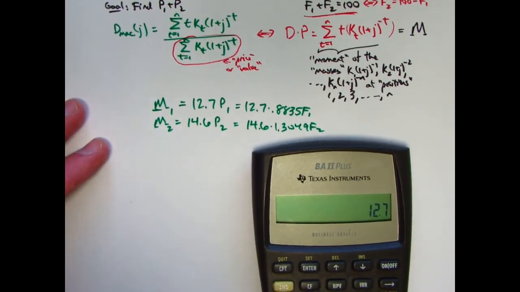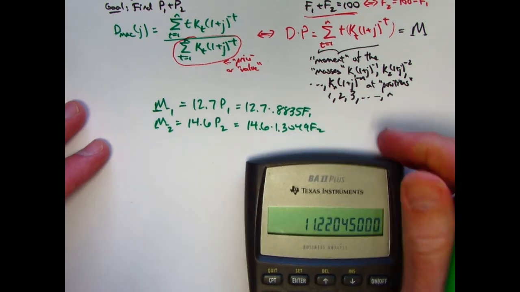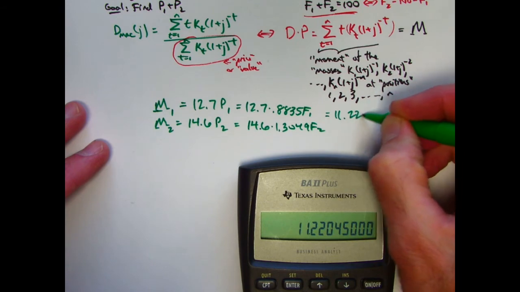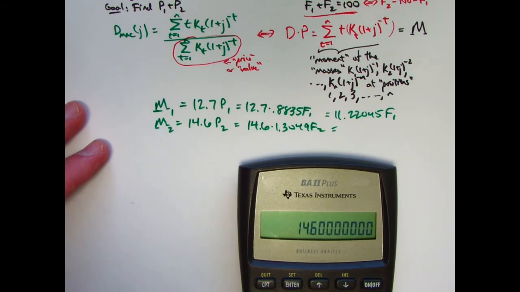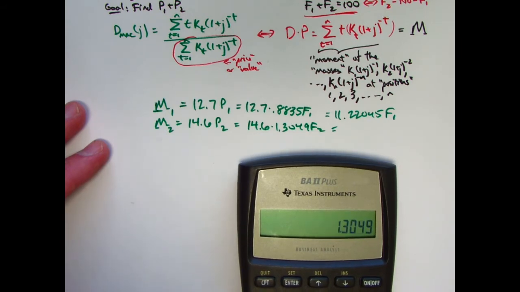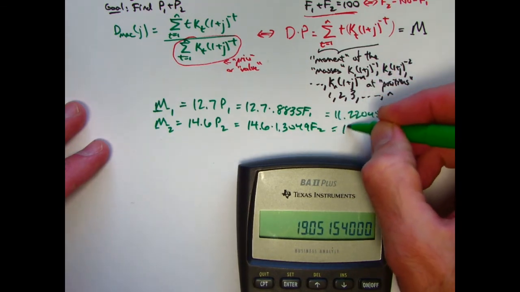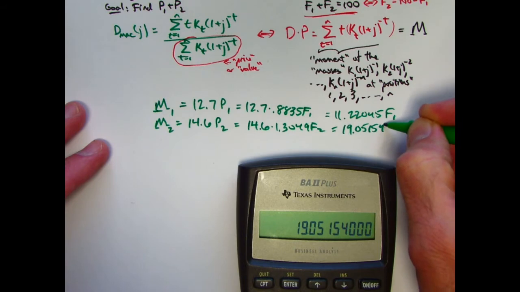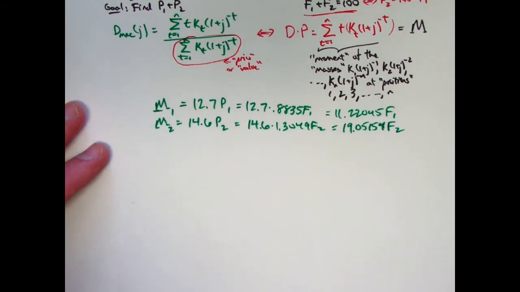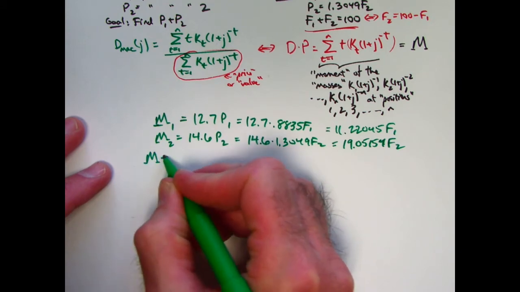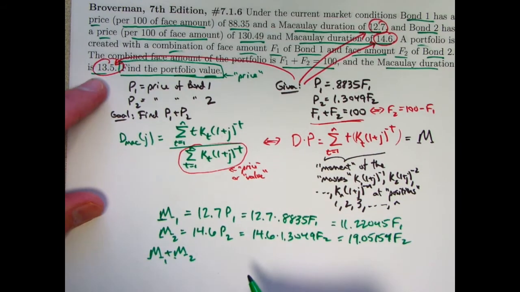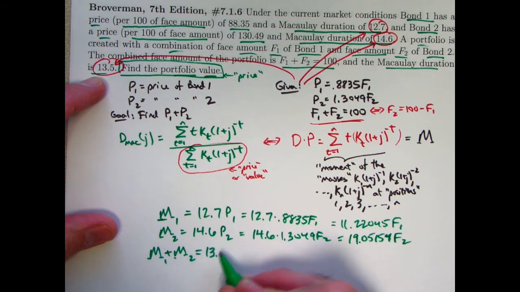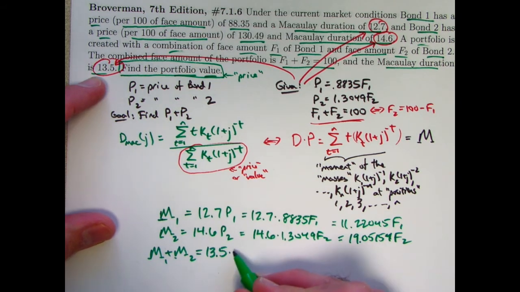And then let's go ahead and simplify it. So 12.7 times 0.8835 gives you 11.22045 times F1, and then 14.6 times 1.3049 gives you 19.05154, and that gets multiplied times F2. And the sum, M1 plus M2, is the moment of the portfolio, and it has duration 13.5. So it's 13.5 times the price of the portfolio, which is the thing we want to find, P1 plus P2.